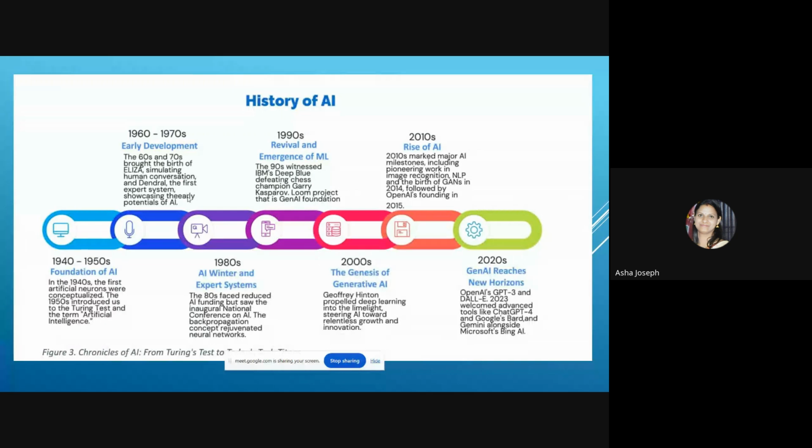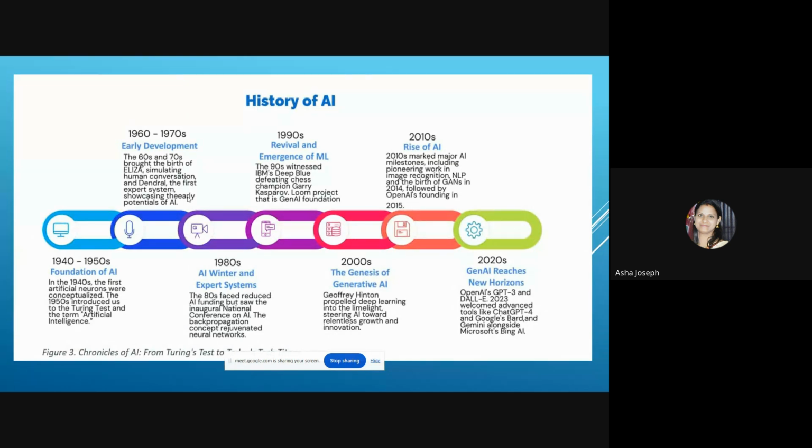Coming to 2000, generative AI was introduced, and the thought of deep learning came into limelight. By 2010, you can say the rise of AI was more visible: image recognition, NLP, the birth of GANs, and OpenAI, which was started in 2015. And now coming to the 2020s.